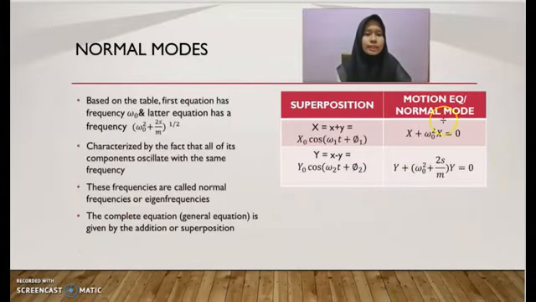As you can see in this table, these are examples of normal modes. The first equation has omega naught as its frequency, and the frequency for the second equation is omega naught squared plus 2S over m. These equations are characterized by the fact that all of their components oscillate with the same frequency, and this frequency we call the normal frequency or eigenfrequency. So the complete or general equation is given by the addition, or superposition, as you can see in the table beside it.